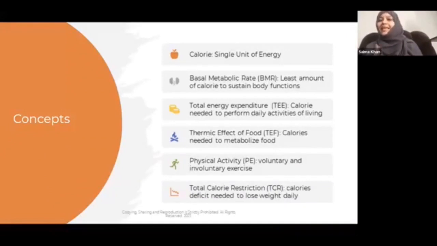So TEE is the amount of calories that you need in order to maintain your weight. Then total calorie restriction simply means that you are making a deficit of either 500, 700, or 1000 from the TEE, and that gives you total calorie restriction. So when I give you a budget, I usually tell you the TCR, total calorie restriction, on a daily basis. That's what TCR is.